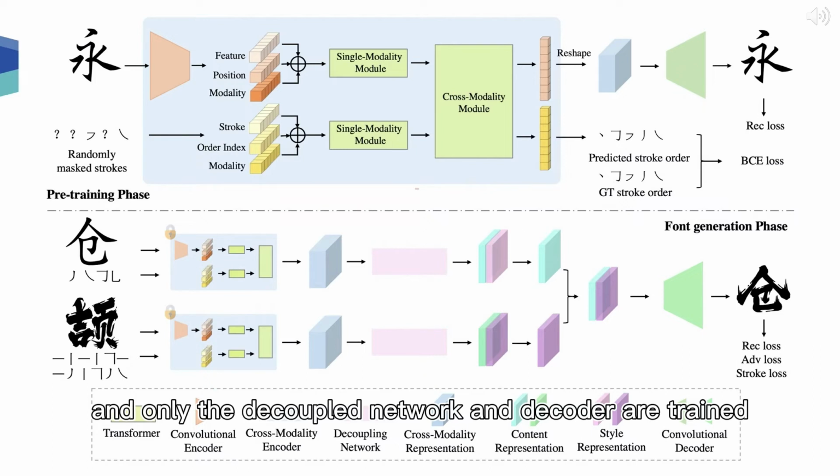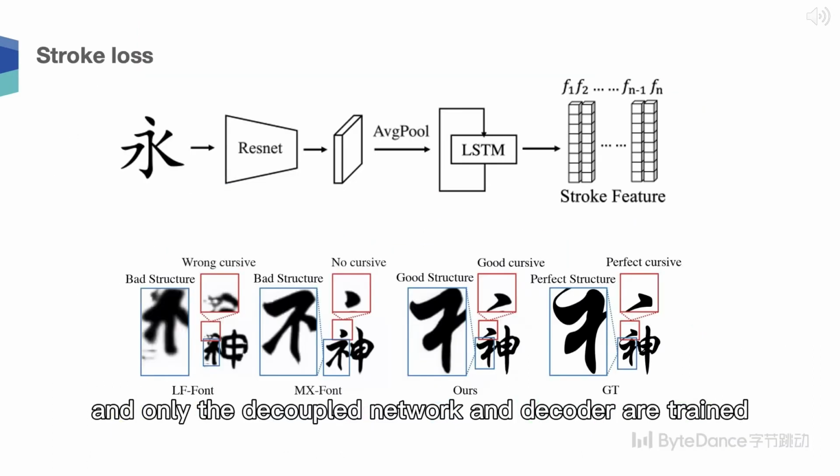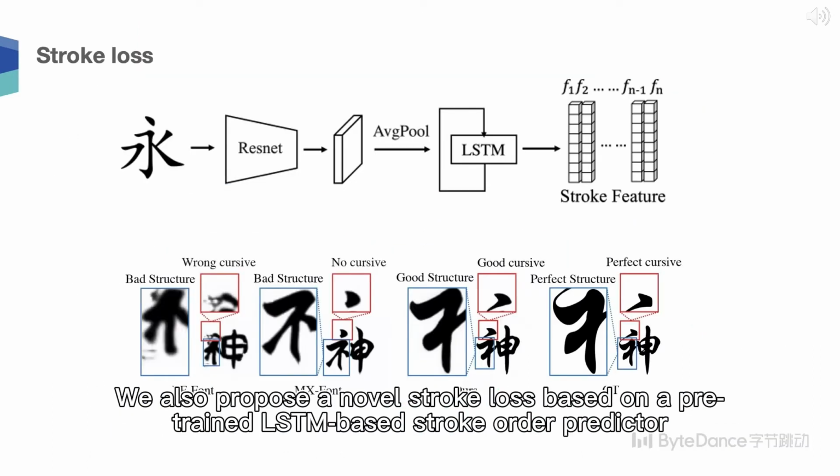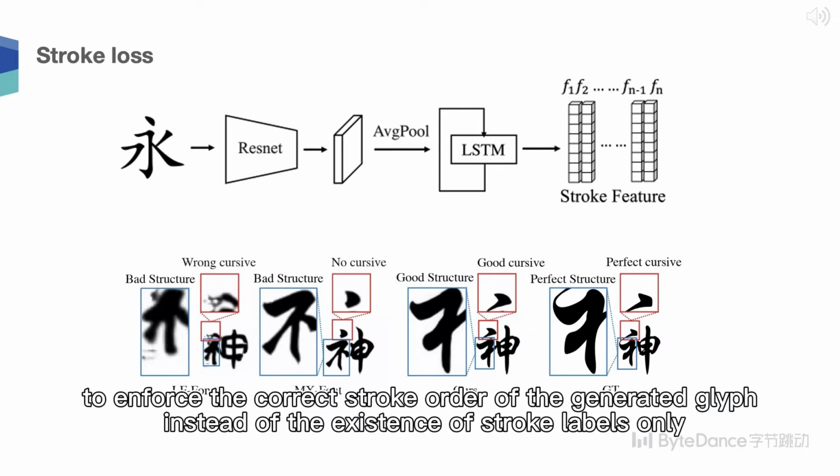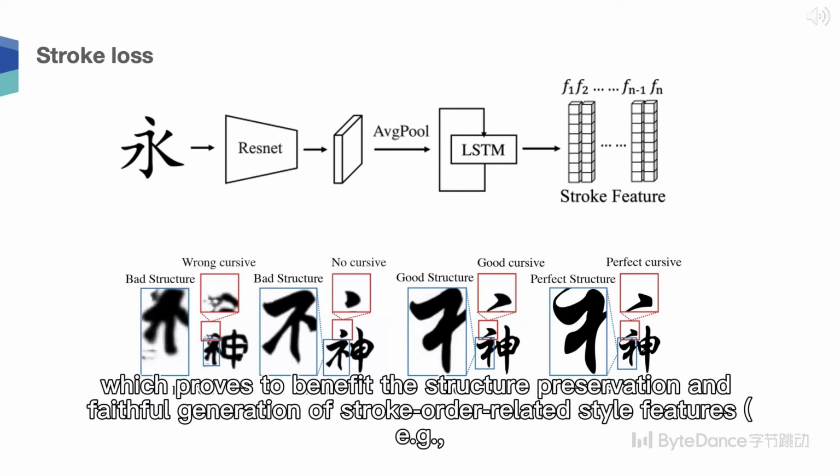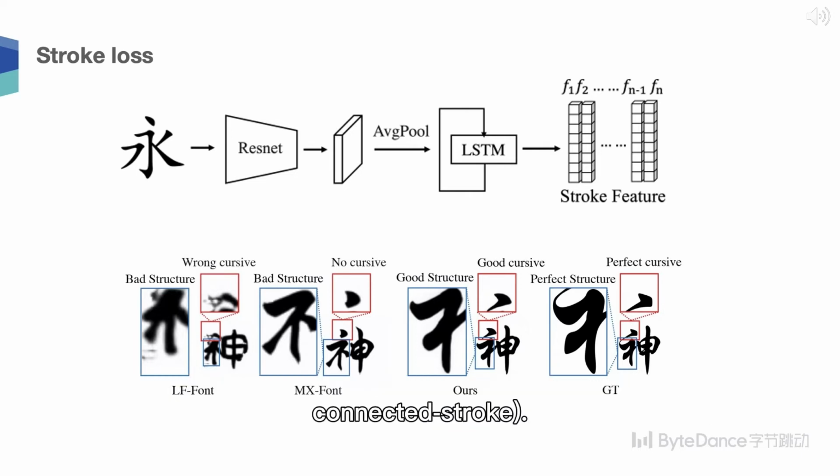We also propose a novel stroke loss based on a pre-trained LSTM-based stroke order predictor to enforce the correct stroke order of the generated glyph instead of the existence of stroke labels only, which proves to benefit the structure preservation and faithful generation of stroke order related style features, for example, connected stroke.